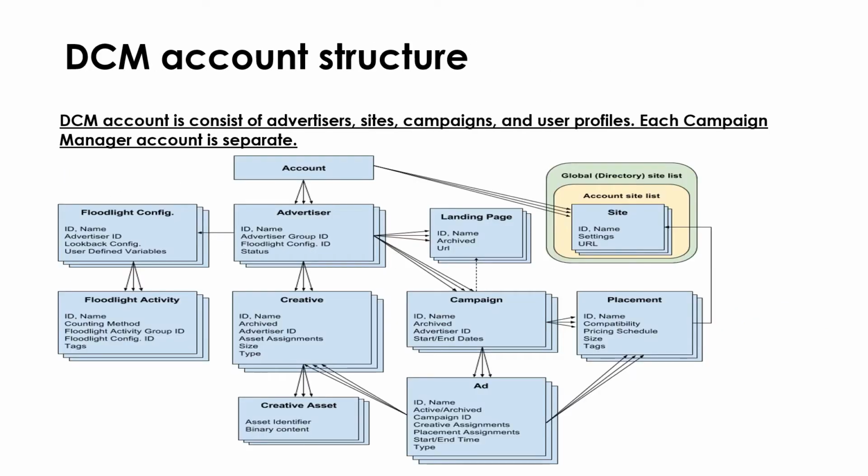Yeah, this is the DCM account structure. A DCM account consists of advertisers, sites, campaigns, and user profiles. Each campaign managed account is separate. So here you will be able to see the account and advertiser. Here you will be able to configure the floodlight as well inside the advertiser, landing page, sites, and the creative, campaign, placements. Everything in one place. So these are all the facilities we have to set up in the ad server, and you can run your ads easily. Now I'll come to the next slide.